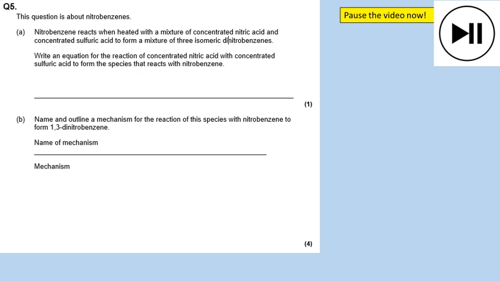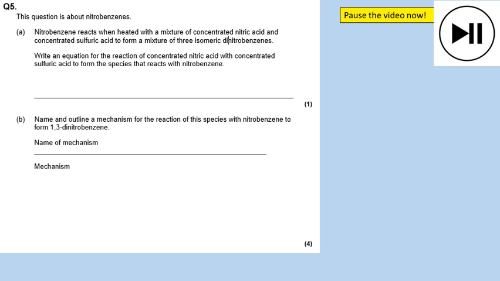Next question then. So this question is about nitrobenzene. Again, 5 marks here, should take about 5 minutes. Pause the video, and when you're ready, let's go through it. Nitrobenzene reacts with heat with a mixture of concentrated nitric acid and concentrated sulfuric acid. Yes, I know that, that's my nitrating mixture. It says we've got nitrobenzene reacting to form 3 isomeric dinitrobenzenes.